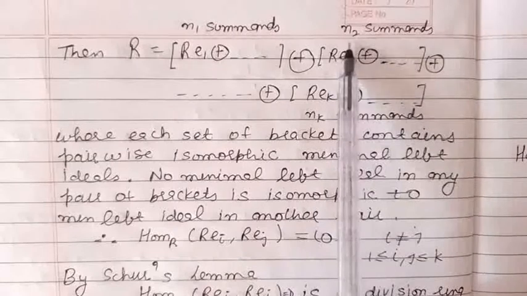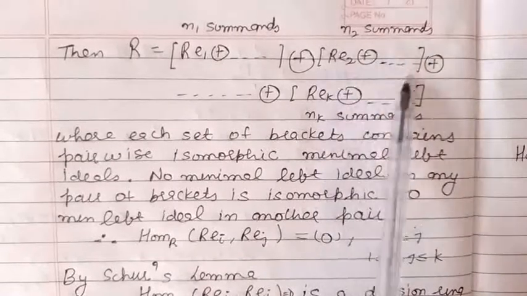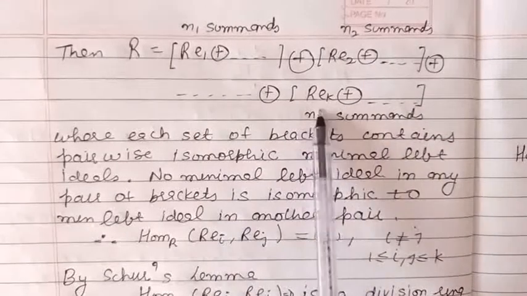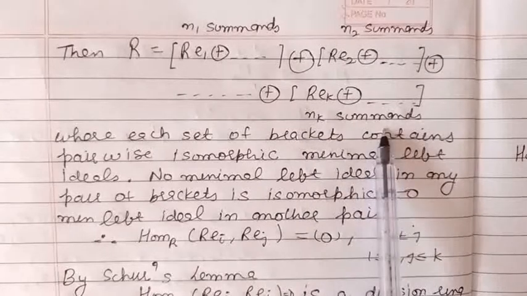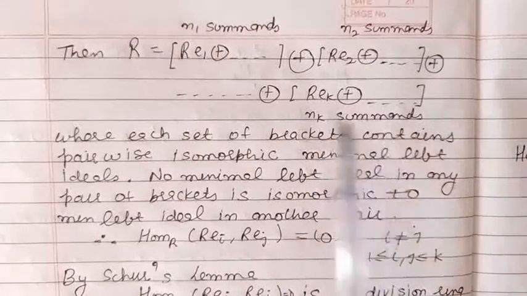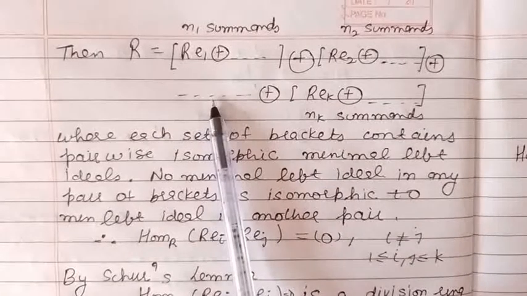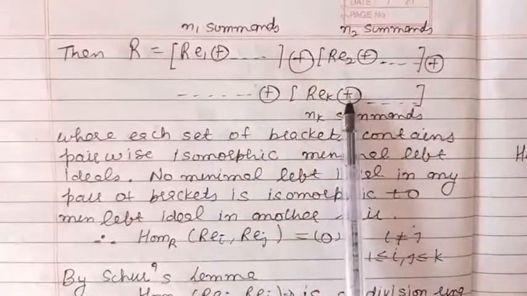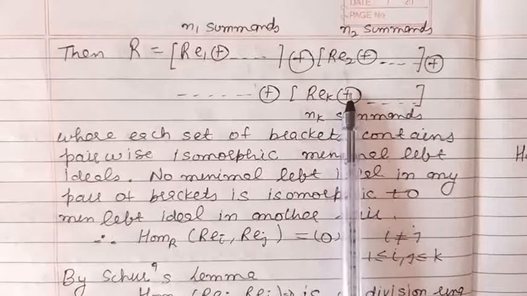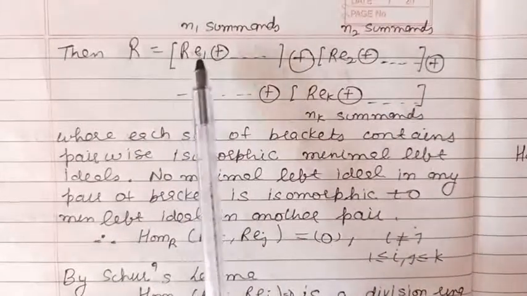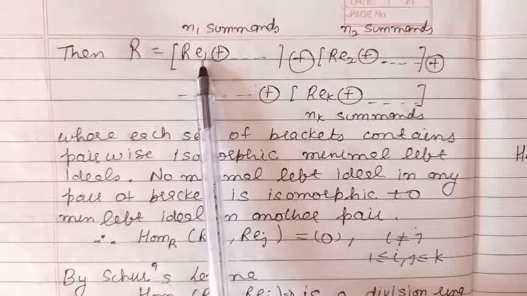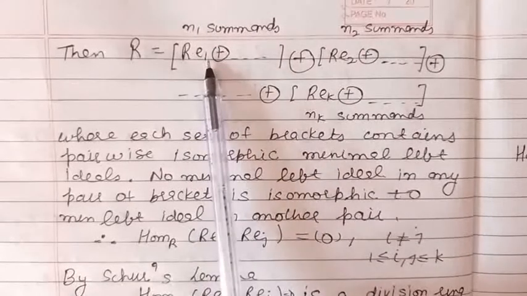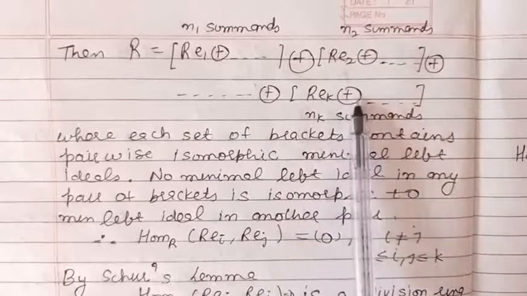Then in the second bracket we have taken n2 summands. In this bracket all the ideals are isomorphic to each other, and continuing like this, in the last bracket we have nk summands. Here each set of brackets contains pairwise isomorphic minimal left ideals. No minimal left ideal in any bracket is isomorphic to a minimal left ideal in another bracket. This means if we take a minimal left ideal from this bracket, it will be isomorphic to ideals within this bracket, but it will not be isomorphic to any member from any of the other brackets.